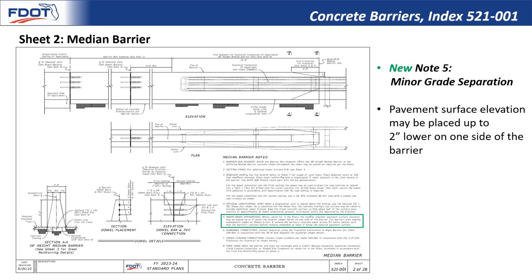Moving on to sheet number 2 for median barrier, we've added a new note number 5 to allow for a minor grade separation. What this explains is that for the basic symmetrical types of median barrier, the pavement surface elevation may be placed up to 2 inches lower on one side of the barrier. This helps provide the designer a little bit of leeway for grade separations without switching to the more complex and costly median barrier shapes.